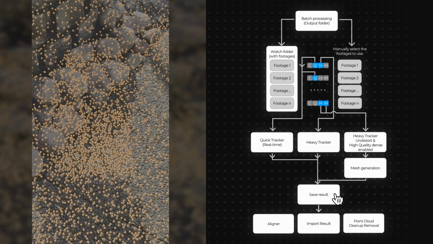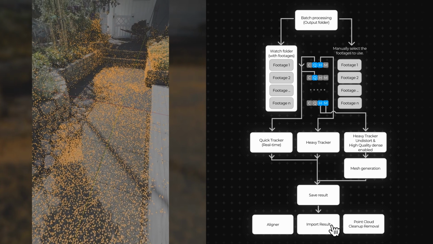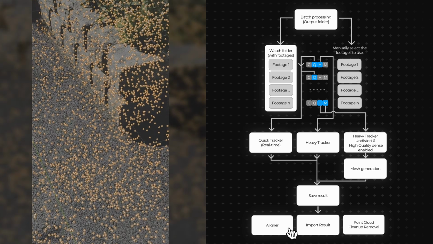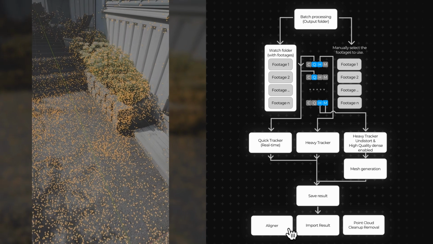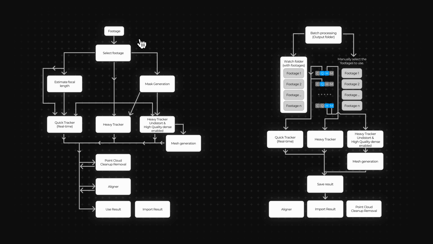When you're ready to use the results, you bring them into the scene using the Import Results panel. From there, you can clean up and align the imported results using the Point Cloud Cleanup tool and the Aligner tool, just like in the single footage workflow. Alright, let's start with the single footage workflow. But first, let me explain the Feedback and Support panel and then also the Import Results panel.